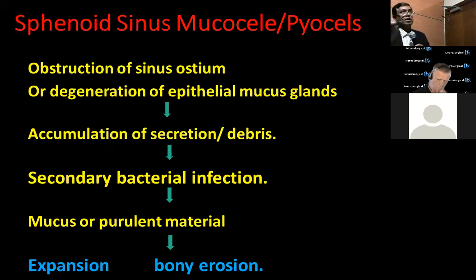The main thing in the mucocele problem, which may turn into pyocele if it got infected, is obstruction of the sinus ostium. So there is the sinus with this epithelium, the ostium is closed, secretions continue, blocked, so they will accumulate and get secondary bacterial infection, purulent material, and then it will expand and cause bone erosion.